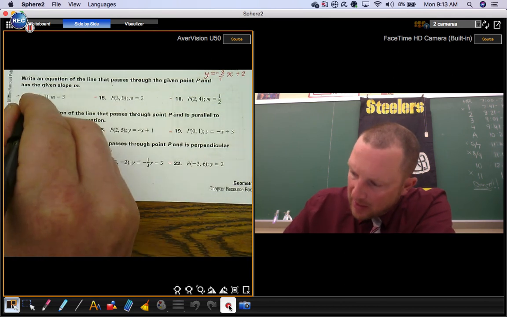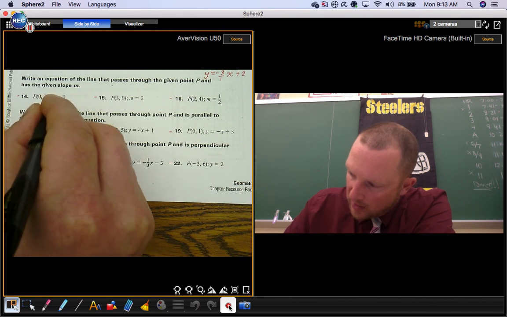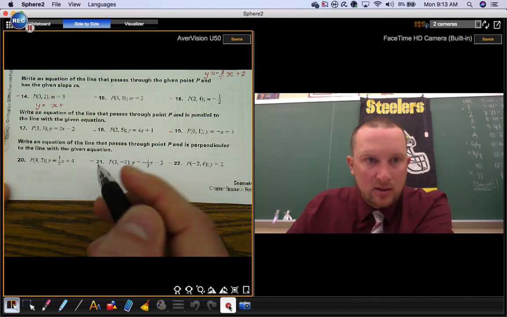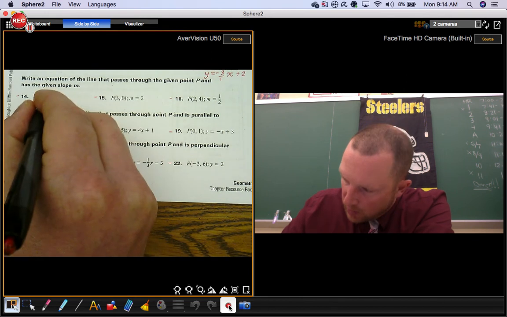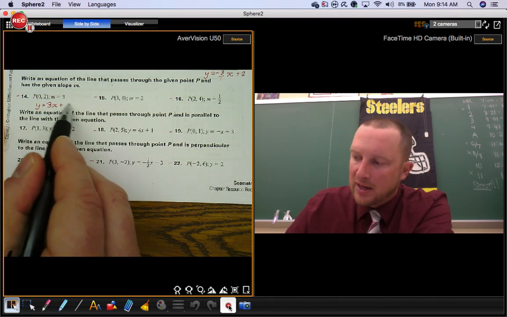So here's going to be my answer for number 14. y equals mx plus b. And I know my m is 3, so I can put a 3 right here. So I'm halfway done. I just don't know my b.